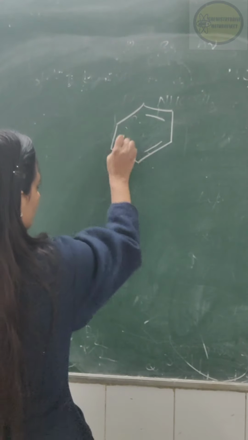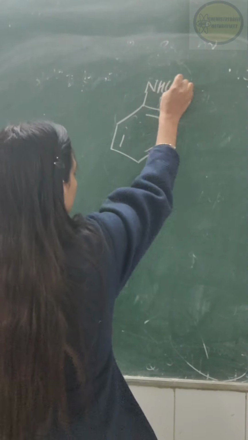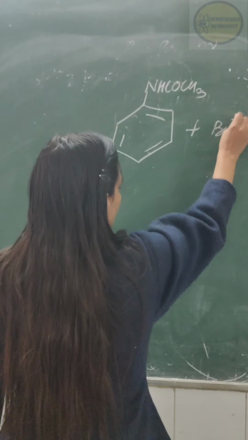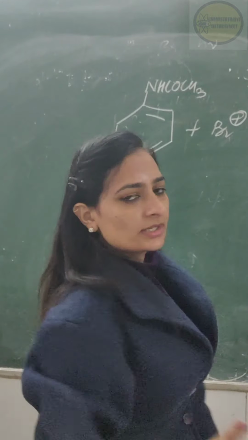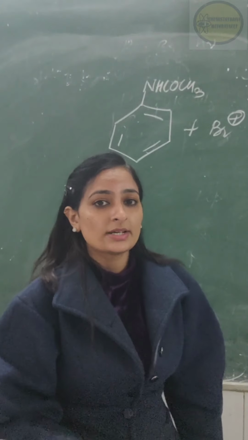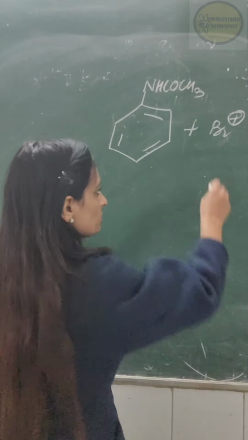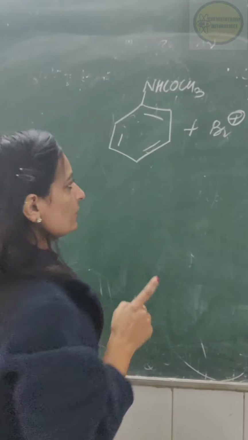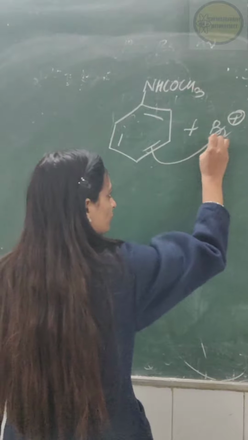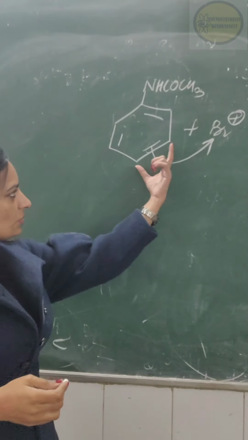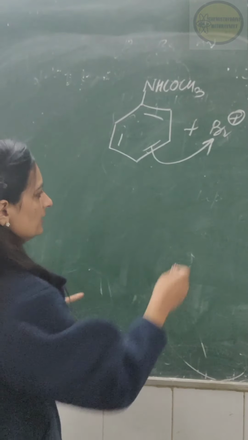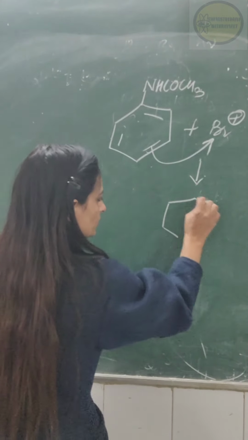In the mechanism, we'll first write down the structure of acetanilide. Here we are taking our bromonium ion. You always know that in halogenation we always have a halonium ion. If we are doing chlorination, we write chloronium ion; here we have bromonium ion. Now we want to show the para product, so we'll show the attack from the para position. This is your para position. I am transferring this electron density toward the electrophile, so we'll get this structure.